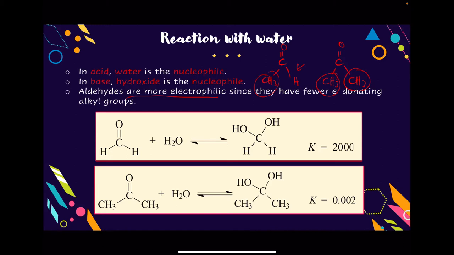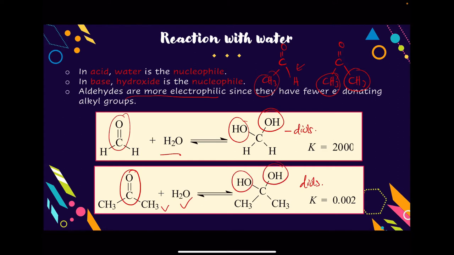So in this reaction, the carbonyl compound reacts with water to form the diol compounds. Why do we call it the diol compound? Because when it reacts, the C double bond O will open up and bond with two hydroxyl groups here. That's why we call it the diol. Same as ketone, okay? When ketone reacts with water, it also forms the diol compounds. The C double bond O will open and then bond with two hydroxyl groups. So this is the reaction of carbonyl compound with water.